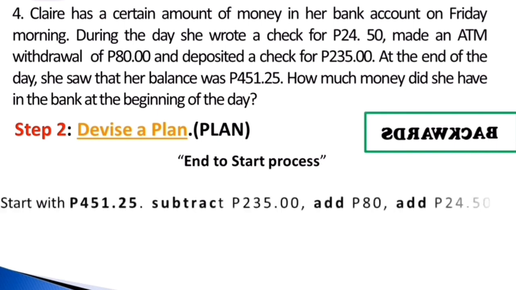So let's start with the end, which is the 451.25 pesos. Then there are some operations to be used here, and the operation to be used is opposite to the given action. For instance, start from 451.25 pesos because that is her balance. Then we're going to subtract 235 pesos because in reality, she made a deposit.